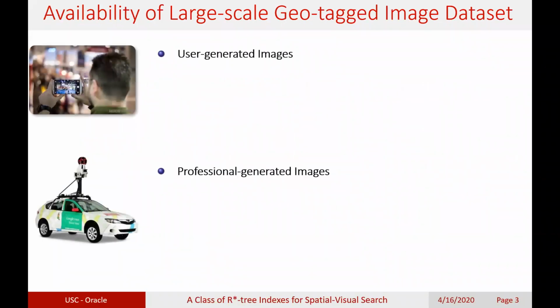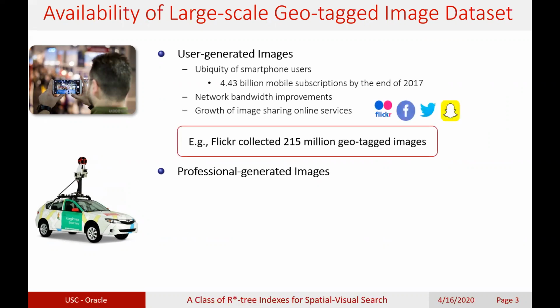While taking a photo or recording a video, the new trend is to capture relevant metadata, including location. As a result, we have large-scale geotagged image datasets. These images are collected by both normal users and companies. The massive sizes of user-generated images resulted due to the ubiquity of smartphone users and the improvements in network bandwidth and the growth of image sharing online services.